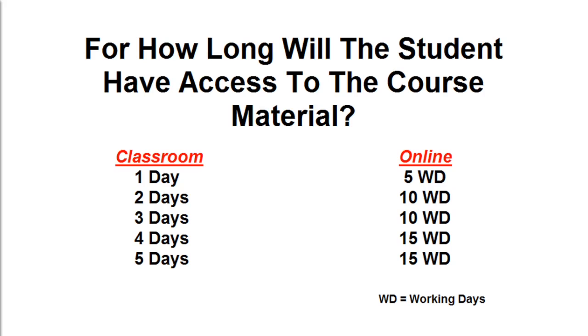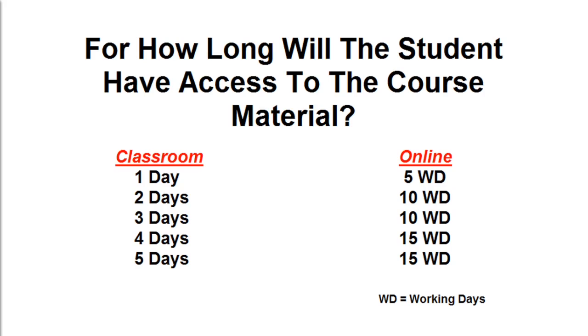On the left, it shows the duration of the classroom-based courses. Some of the courses are 1 day, 2 days, 3 days, 4 or 5 day courses. And then on the right-hand side, it shows how long the online students will have access to the online course content. The access periods there are shown in working days.